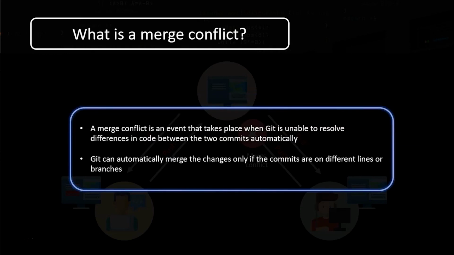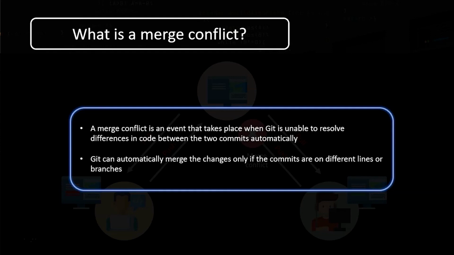So a merge conflict is an event that takes place when Git is unable to resolve the differences in the source code between the two commits automatically. Normally Git has the capability to understand that these are two different pieces of source code which are getting pushed to a remote repository, but in some cases it does not happen automatically. If there is any kind of conflict which arises over there and Git is not able to make any decision, in that situation we get a merge conflict. Now it could be that one merge happens successfully, then the next merge will be cancelled and deferred due to these merge conflicts.